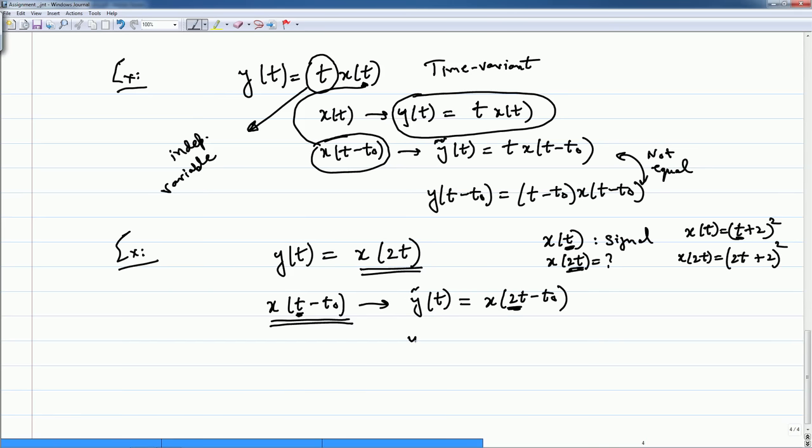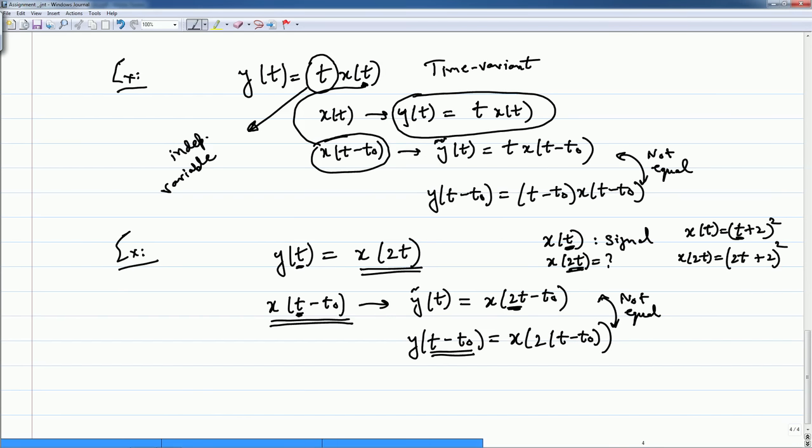On the other hand, y of t minus t naught is what? I have an equation for y of t. Y of t is x of 2t. Wherever I have t, I have to put... no, I am sorry, y of t is x of 2t. Instead of t, I should put t minus t naught. On the right hand side, instead of t, I should put t minus t naught, and I will get something like this. So, you see these two are not equal, and this is a time variant system.